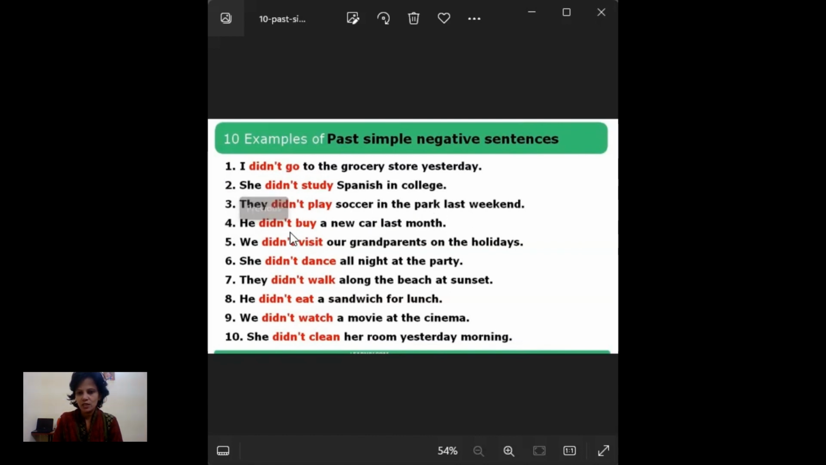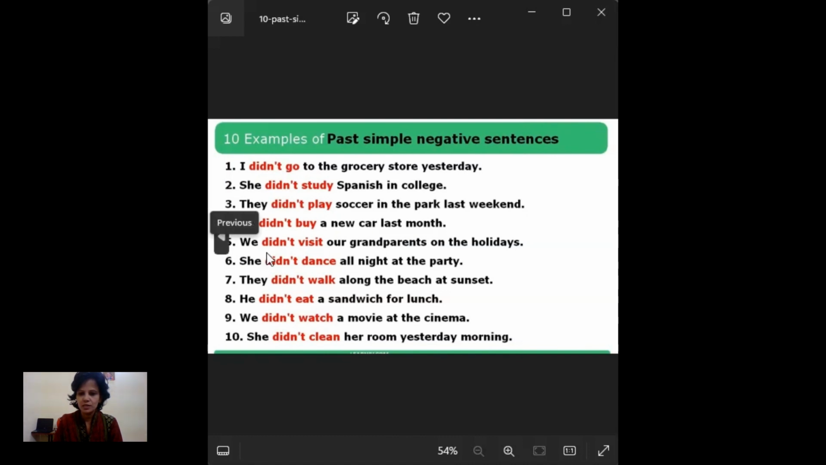And fourth one, he didn't buy a new car last month. He did not buy a new car last month. That means this person didn't go to a showroom to buy a new car. He didn't buy any car last month. That is what it means. This action becomes negative now. When we add did not, that means it had not happened in the past. He didn't buy any new car last month.